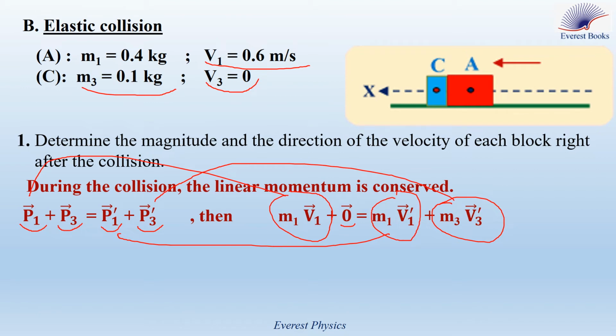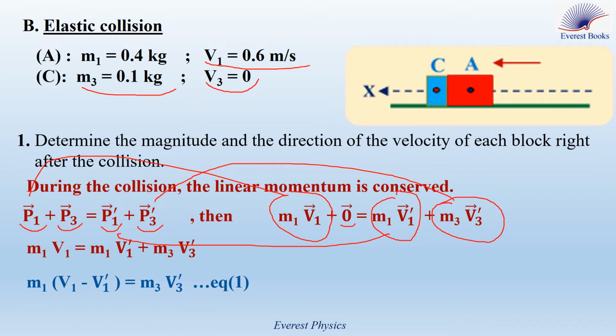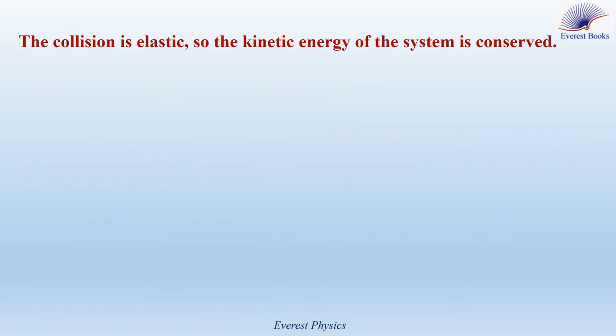Since we have a head-on collision, all the velocities are in the same straight line. So the vector relation can be written in the algebraic form. v1, v1 prime, and v3 prime are algebraic. Rearrange by taking m1 as a common factor on the left side and m3 as a common factor on the right side. Now we can substitute for m1 equals 0.4 kilogram, v1 equals 0.6 meters per second, and m3 equals 0.1 kilogram. So we get equation 1 with two unknowns. As you know, to solve two unknowns, you need two equations.